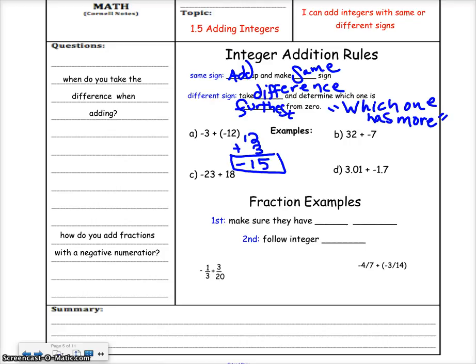Super simple. I feel like we did this last year. 32 plus -7. Are they the same or different? Different. So we're going to subtract 32 minus 7 is 25. Do I have more positives or more negatives? More positive. So I keep it positive.